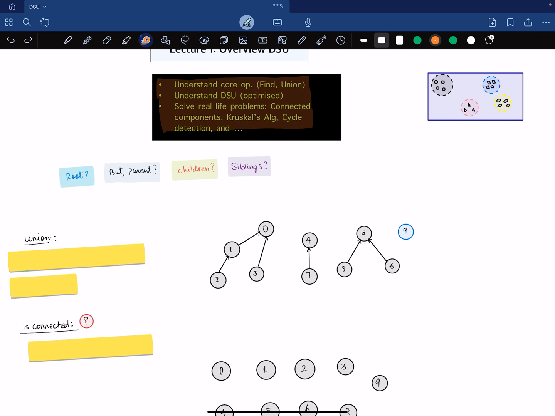But then, what is a root? Okay, so a root is a node that does not descend from anywhere. But in fact, a root can have lots of descendants. For example, in this case, 0 is a root because it does not descend from anywhere, but it has a lot of descendants. Okay, 4 is a root.